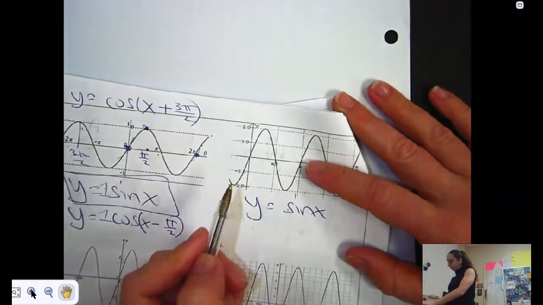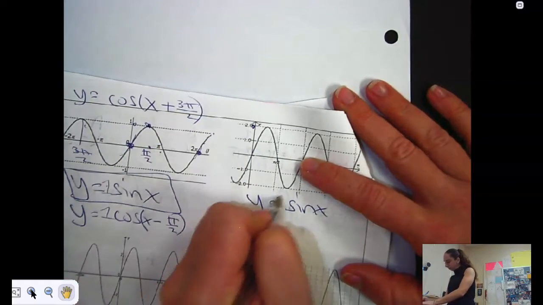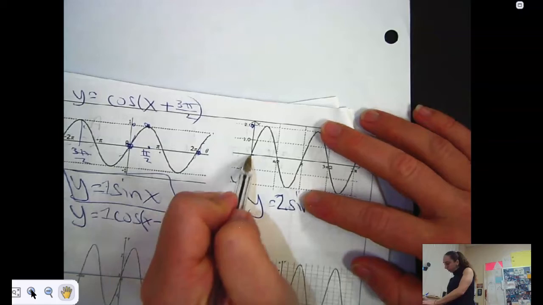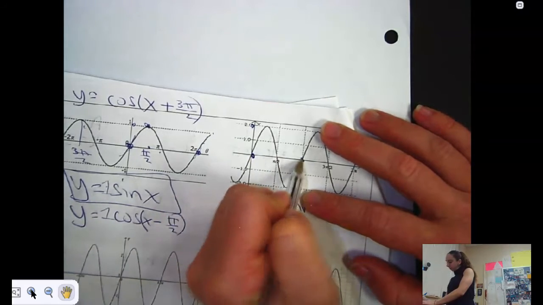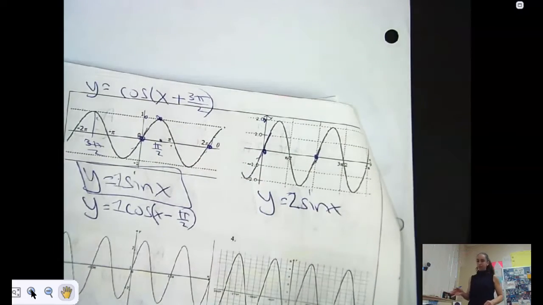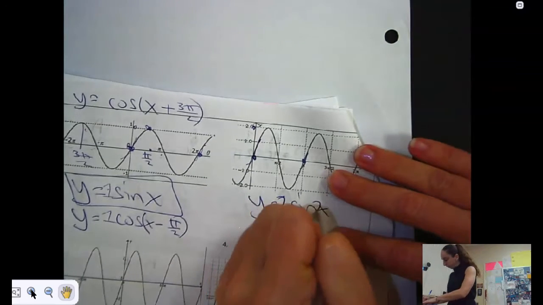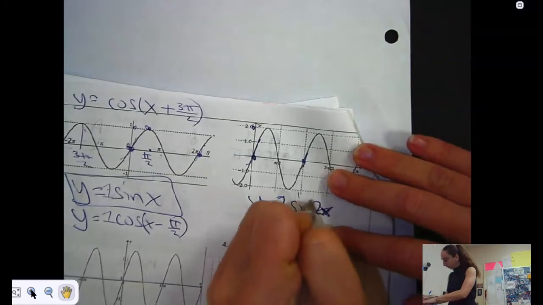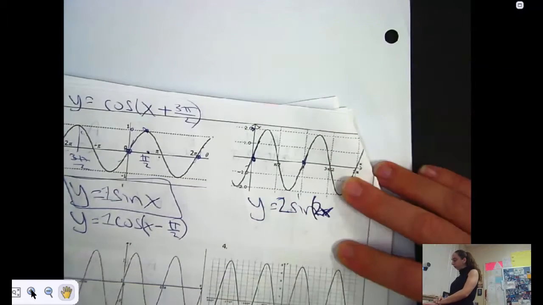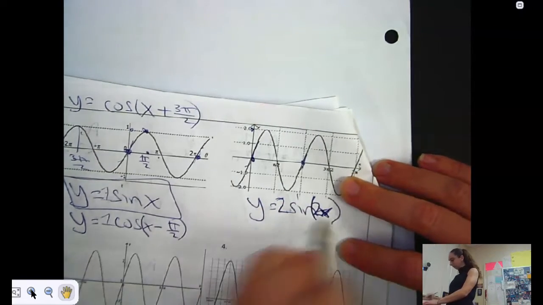Amplitude. What's the amplitude? Top to bottom. Top to middle. 2. Hump to hump, or middle to middle, is pi. So it is half the distance. So then this would have to be a 2 because it is not a straight shooter. And the middle is exactly where it's supposed to be. So that would be done.